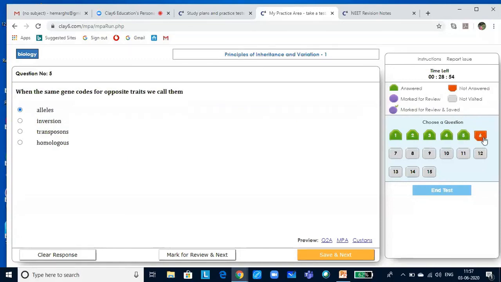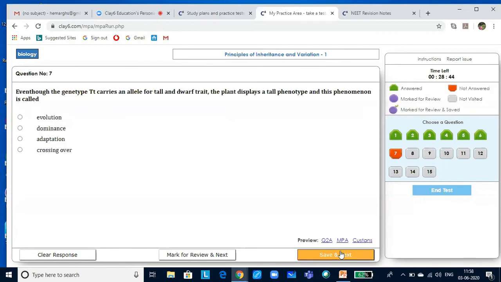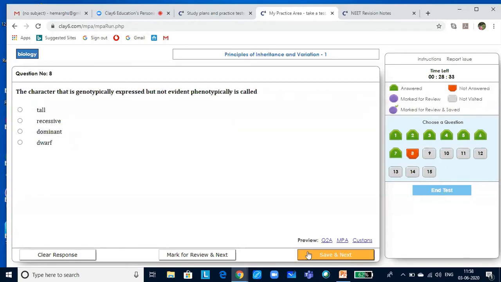The genotype capital T lowercase t codes for the tall phenotype. Even though the genotype capital T lowercase t carries an allele for tall and dwarf trait, the plant displays a tall phenotype, and this phenomenon is called dominance. The character that is genotypically expressed but not evident phenotypically is called recessive.